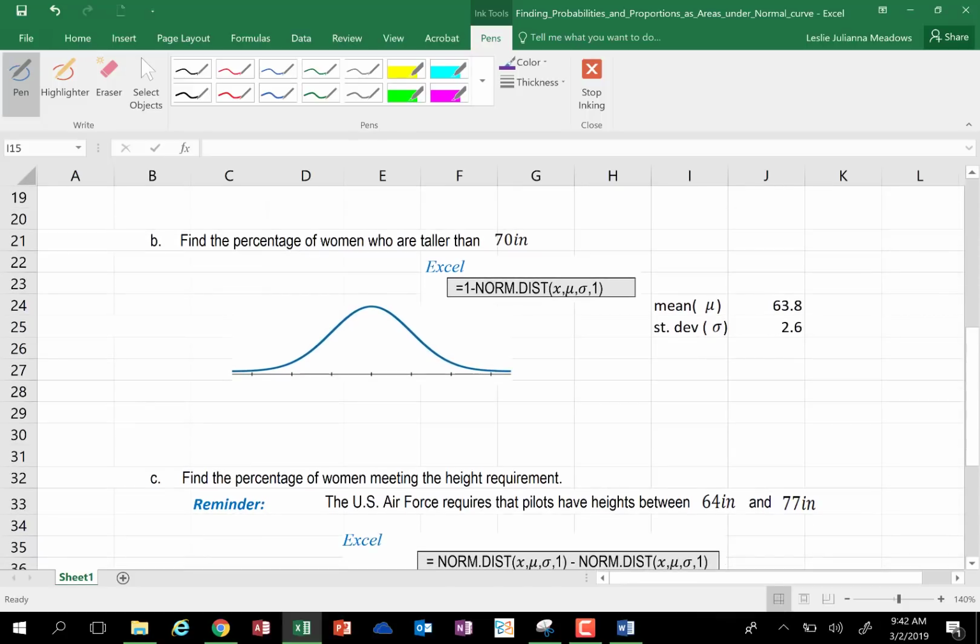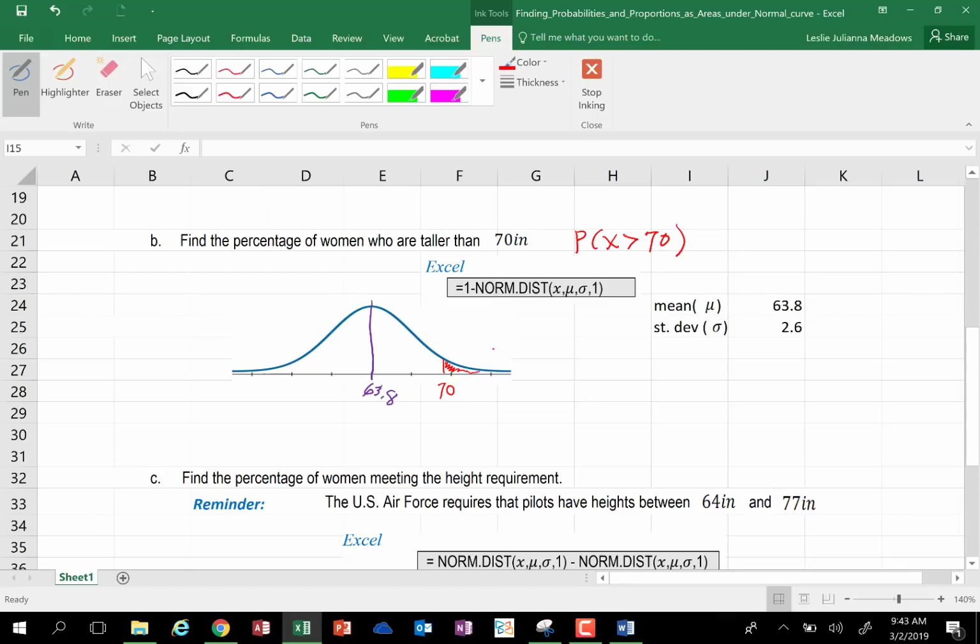Now, let's move to the same type of situation, but a different question. For Part B, we're asked to find the percentage of women who are taller than 70 inches. Once again, our mean is 63.8, which is here. I don't know exactly where 70 is, but I'll locate 70 to the right of 63.8 for sure. This question is asking us to find the percentage of women who are taller than 70 inches. In other words, we want to find the probability that X is greater than 70. I'll shade the area.